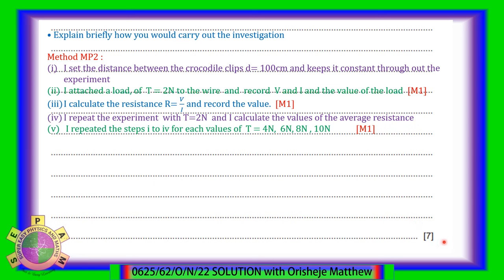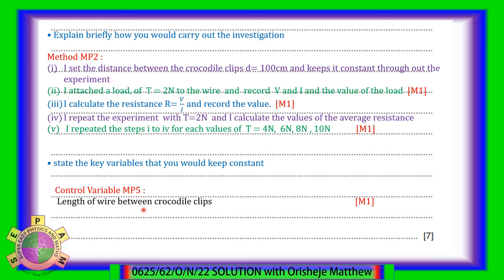State the key variable you keep constant in this experiment. Number 1, the length of wire between the crocodile clips. I said it, we set it at 100 cm. And then the other thing you can also keep constant is the resistance wire. The resistance wire that you are using, you won't use a different resistance wire, use only one resistance wire throughout the experiment.